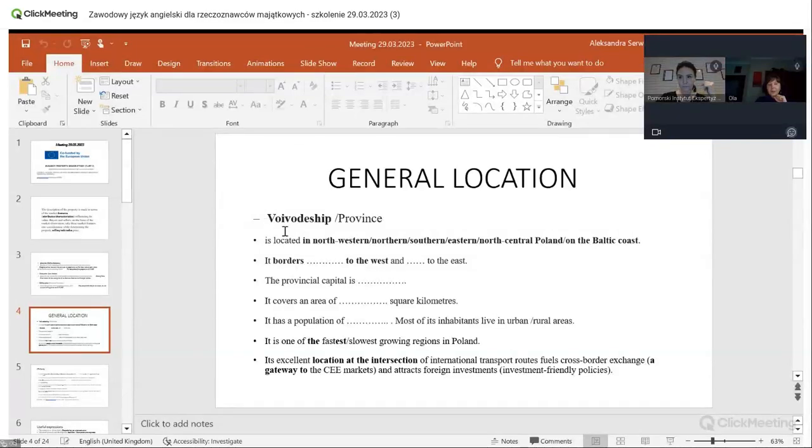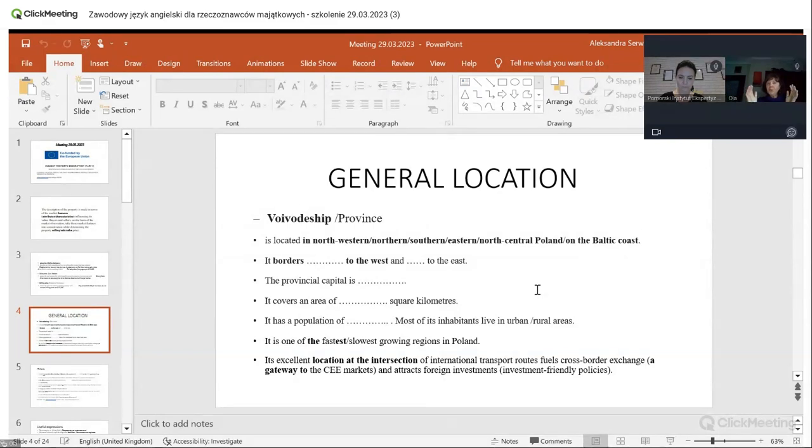So if you look at the first expression, that something is located in, because in Polish we say na północy, right? But in English it is in. And because it is Poland here at the end, you don't have the. So you say in North Poland, Northern Poland, Southern Poland, Northwestern Poland, North Central Poland. But if you want to say that, for example, it is located in the north, in the south, in the west of Poland.